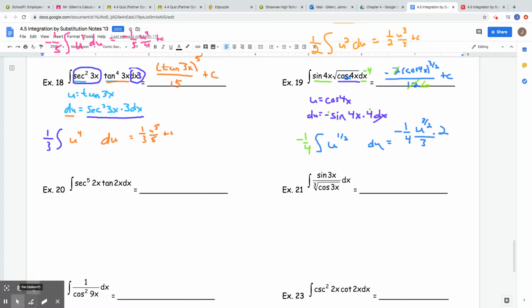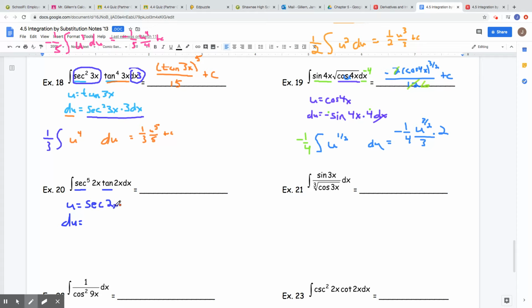This one's a special little guy, but you should be able to see if you can figure out what the u and the du are. Go ahead and try that now. Okay, so secant, tangent, one has 5, one has 1. So we're going to take the one that has the highest exponent. So it's going to be u equals secant 2x. Now, to find the derivative of this, hopefully you know what the derivative of secant 2x is, but if not, let me show you what the formula sheet is going to look like.